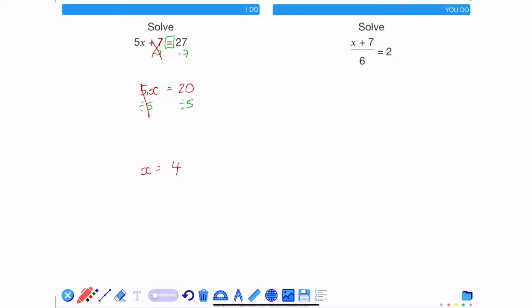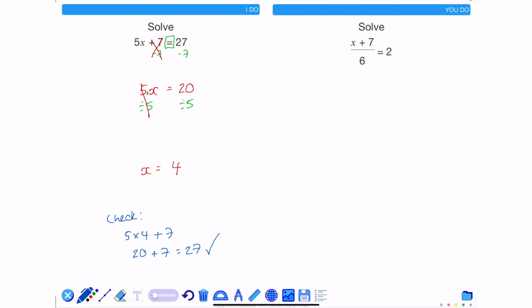But just because I've got an answer doesn't mean it's correct. So there is a check that I can do. If I substitute x is equal to 4 into the original equation, I should get 27 as my answer. So 5 times by 4 add 7. Well, 5 times 4 is 20 and add 7 is 27. So I get the final answer.